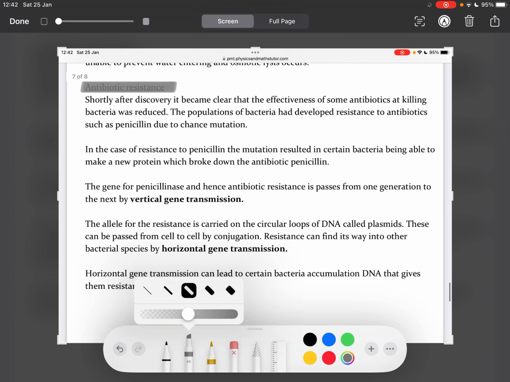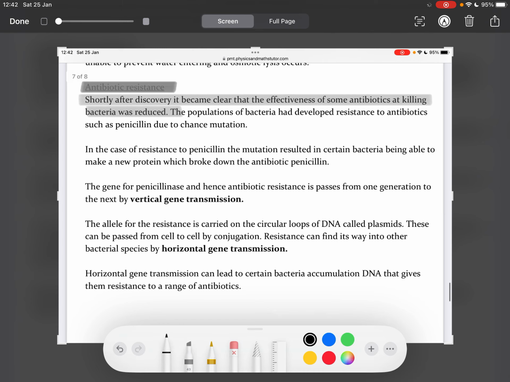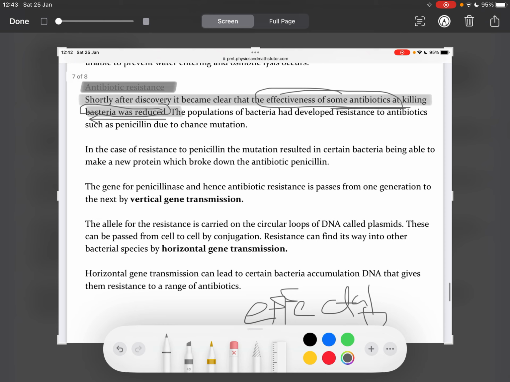Antibiotic resistance. Shortly after discovery, it became clear that the effectiveness of some antibiotics at killing bacteria was reduced. So the effectiveness of antibiotics was reduced after the discovery. Why is the effect of the antibiotic decreasing? The populations of bacteria had developed resistance. That's the reason. To antibiotics such as penicillin due to chance of mutation.